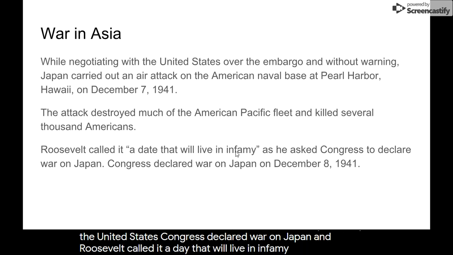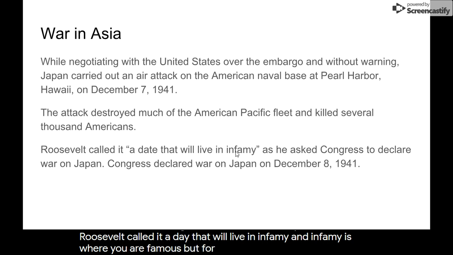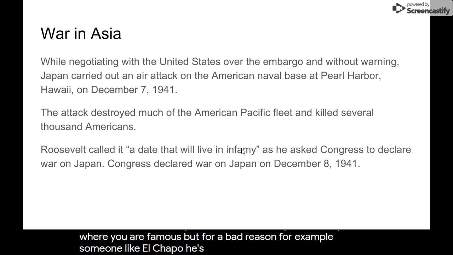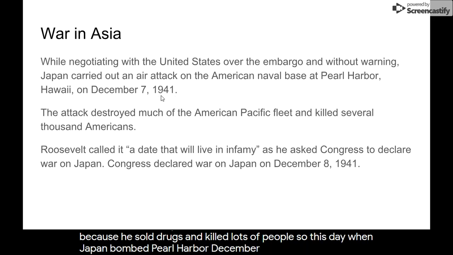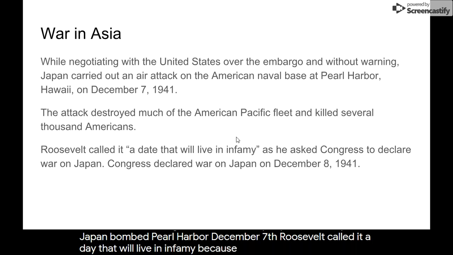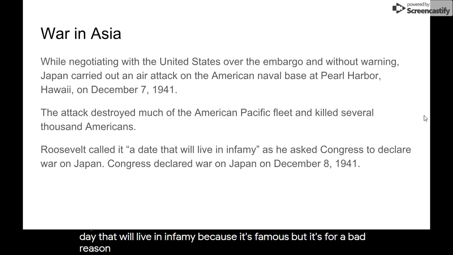And infamy is where you are famous, but for a bad reason. For example, someone like El Chapo, he's famous, but it's for a bad reason because he sold drugs and killed lots of people. So this day, when Japan bombed Pearl Harbor, December 7th, Roosevelt called it a day that will live in infamy because it's famous, but it's for a bad reason because we were attacked that day.